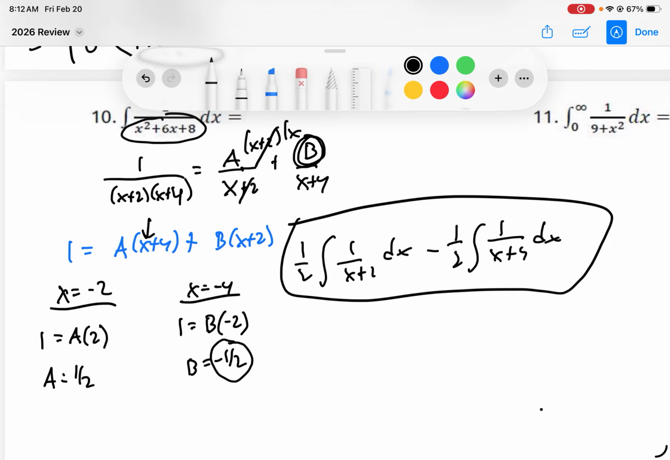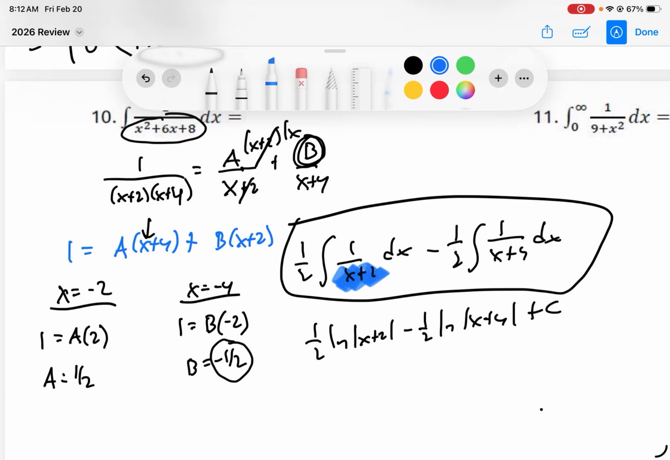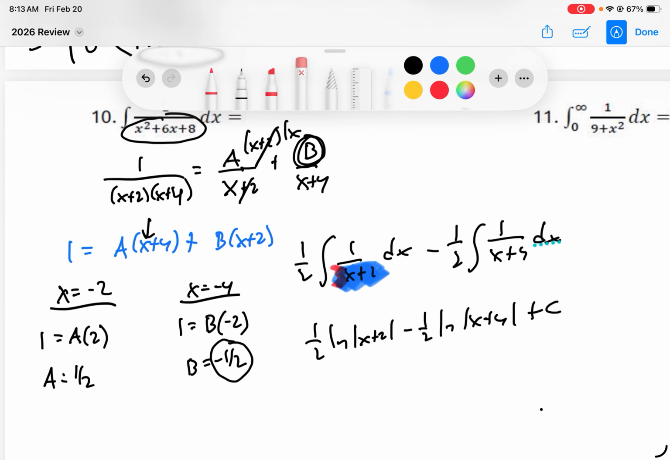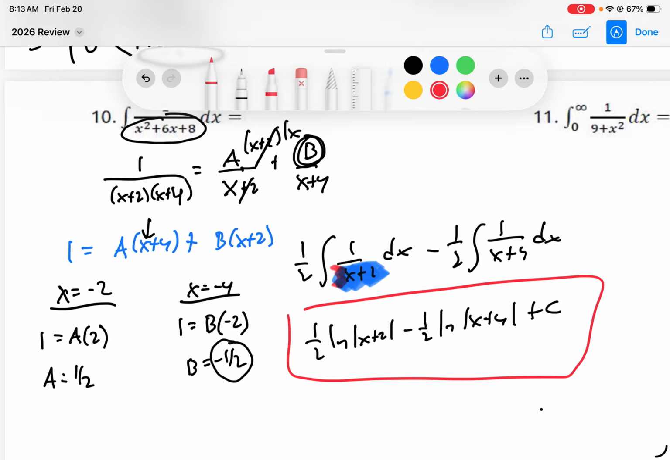Integrate all this, it would give me 1/2 natural log of x plus 2 minus 1/2 natural log of x plus 4 plus c. When you are integrating, be careful. If you have to do u-sub, like if there was a 3 here, to make up for the extra factor of 3 in the du, it would be 1/3 multiplied out here. So this would be 1/6. Hopefully you're watching this and remember that someday if it comes up.